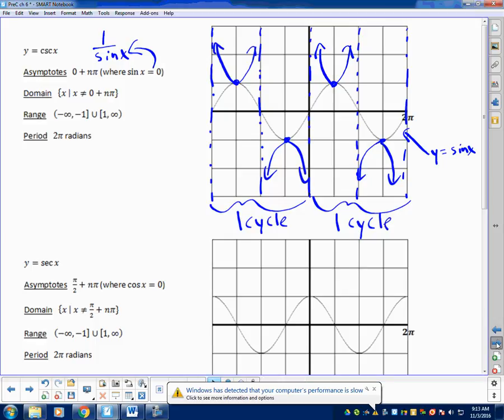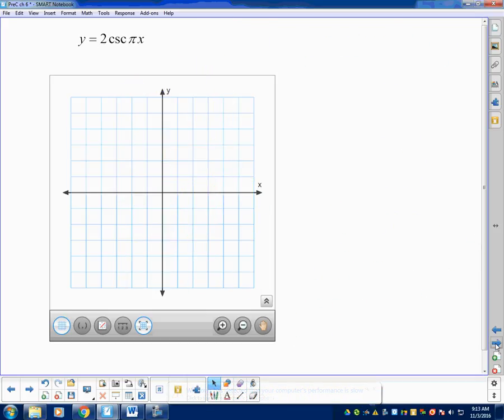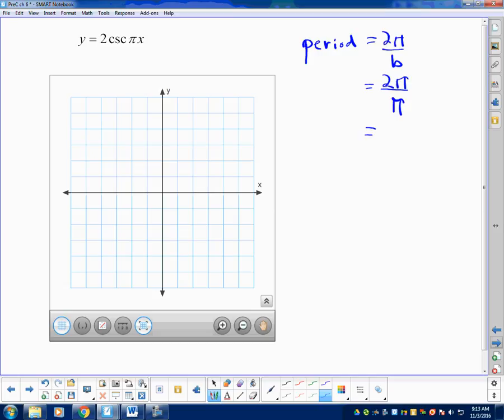So remember, the period is 2 pi again, which should make sense because that's what it was for the other. So here's cosecant of pi x. Keep in mind that the period is 2 pi over b here. So when I go to find the period, I've got to plug in what for b? Pi, yes. So period in this case is 2. I've just got rid of the pi's. The period is 2.